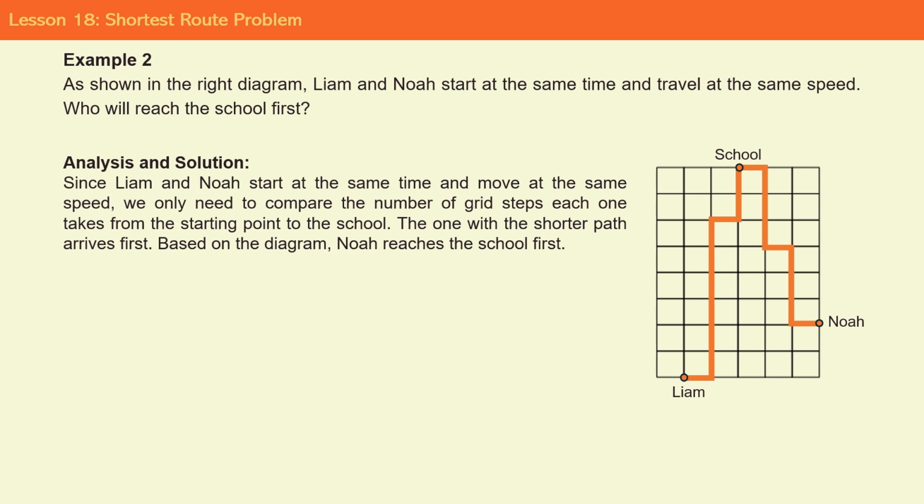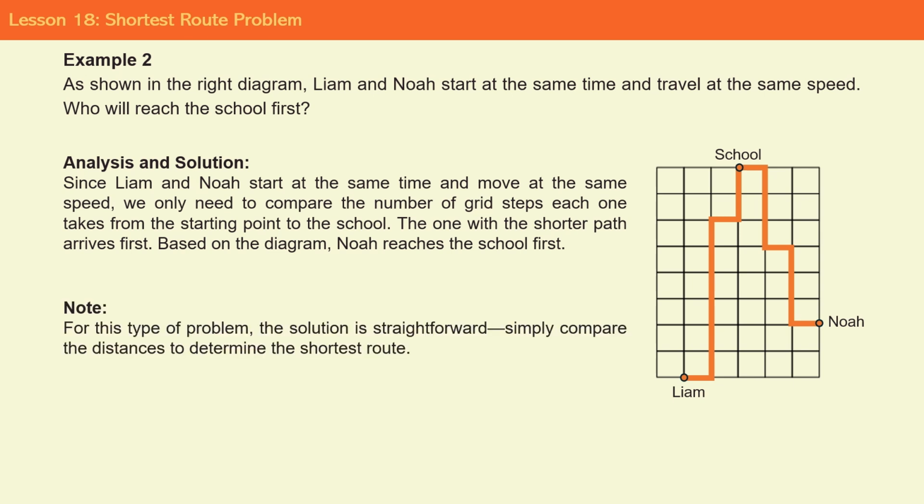Since Liam and Noah start at the same time and move at the same speed, we only need to compare the number of grid steps each one takes from the starting point to the school. The one with the shorter path arrives first. Based on the diagram, Noah reaches the school first. For this type of problem, the solution is straightforward. Simply compare the distances to determine the shortest route.